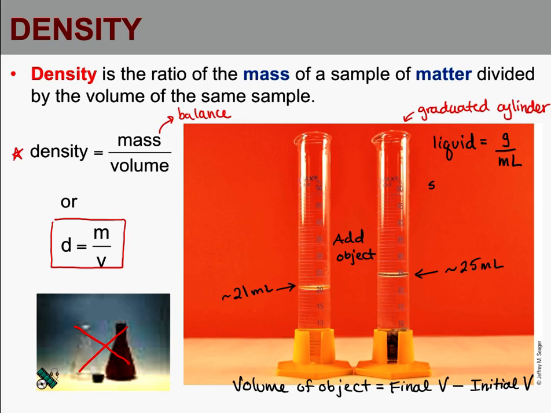Now, for solids, we could also use grams per milliliter, but most often we're going to use grams per centimeter cubed. And what's really great about centimeters cubed and milliliters is they are exactly equal to each other. So 1 milliliter is equal to 1 centimeter cubed. So it doesn't necessarily matter if you use milliliters or centimeters cubed. But we most often use milliliters for liquids and centimeters cubed for solids.